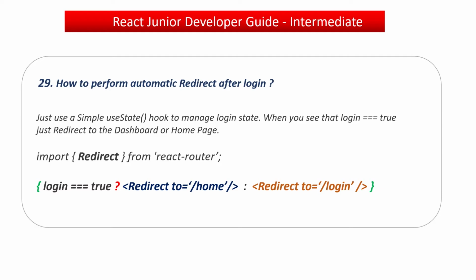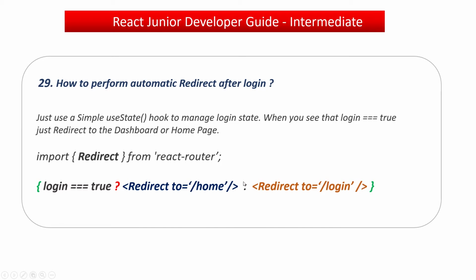You just need to import something called redirect from React Router, and use the redirect, which has a to property, and it will go to whichever page or path you want to go to. Suppose you want to go to the home page, or if it is named dashboard, you can go to the dashboard after the login is true or the login is successful. Otherwise, if the login is not successful, or login equals false, then you can redirect to the login page. Very simple concept.